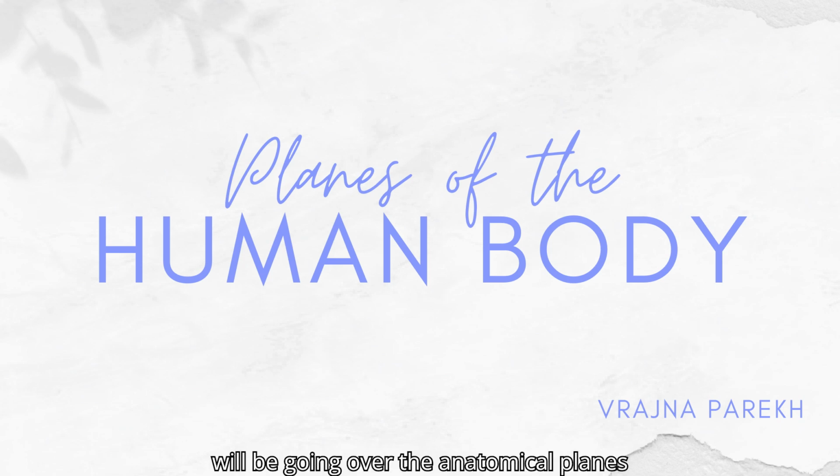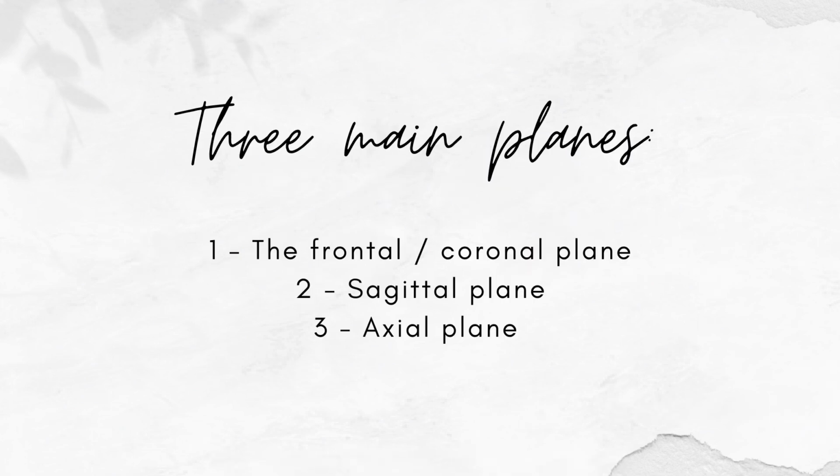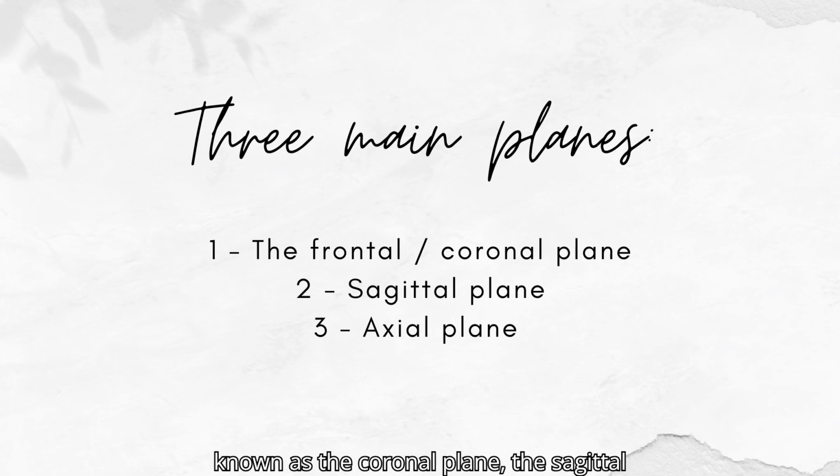Today, we will be going over the anatomical planes of the human body. So, the three main planes that we will be going over today are the frontal, also known as the coronal plane, the sagittal plane, and the axial plane.